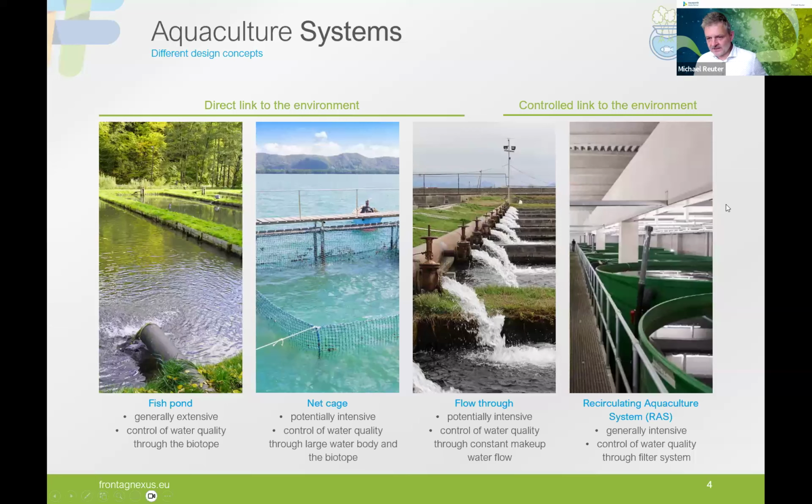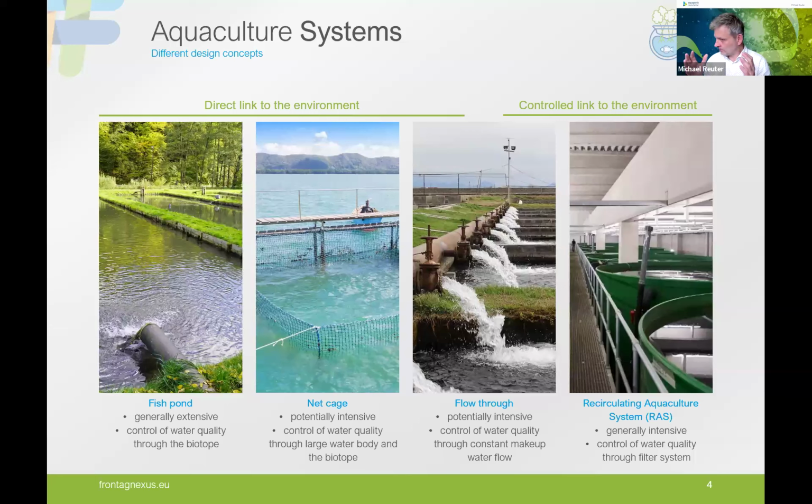And then the last system that we will look into more in detail today is recirculating aquaculture systems. These are generally very intensive, so a lot of fish compared to the other aquaculture systems. And the water quality is controlled through filter systems because most of the water, up to 99% of the flow through the culture unit, will be recycled inside of the system.